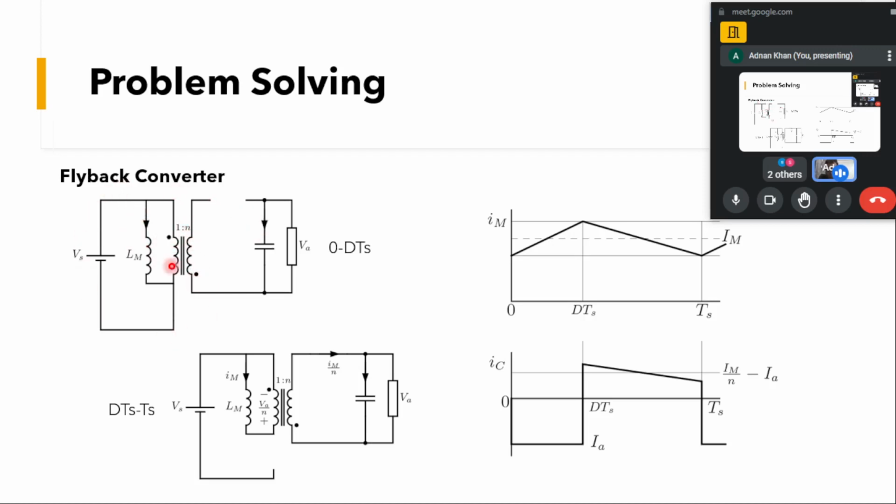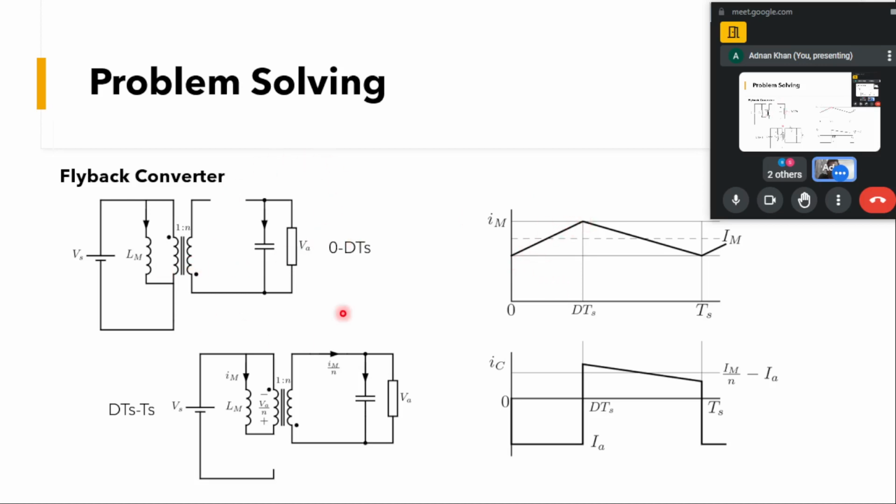So only current that will flow in through the primary is through the LM, ILM. Since this is the voltage that is getting impressed across the LM, it is some positive voltage. We know V L is equal to L di by dt. So when V is positive, di by dt is positive, so current will start to rise. This is the IM current.